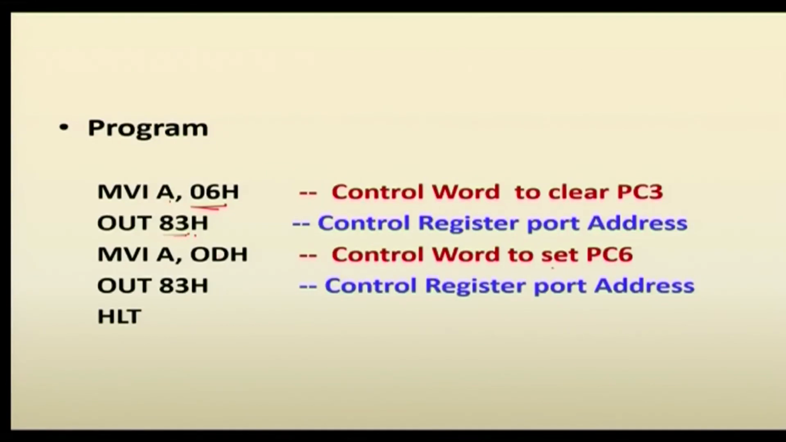Then I have to set the value of PC6. To set the value, the corresponding control word is 0D. The 0D is transferred to the accumulator. After executing OUT 83H, the accumulator value is transferred to the BSR register. This is the way to set and clear the bit positions in the BSR word.